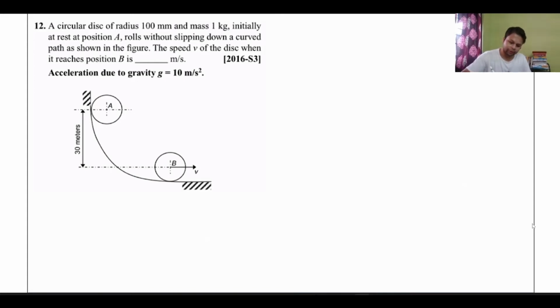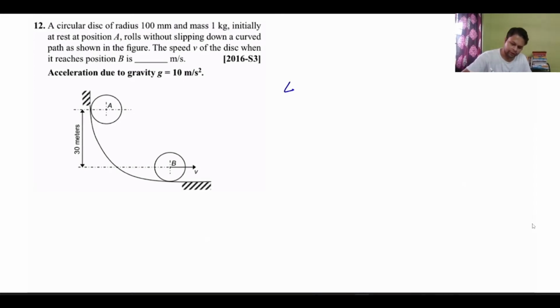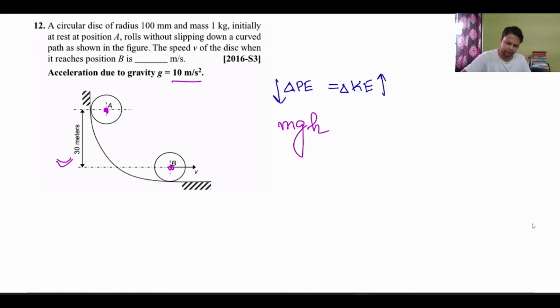So the decrease in potential energy will result in an increase in kinetic energy. So how much potential energy has decreased? If you see, the center of mass has come down by 30 meters. So mgh, where m is the mass, that is 1 kg, g is given as 10 meter per second square, and h is 30 meters. This should be equal to the change in kinetic energy.